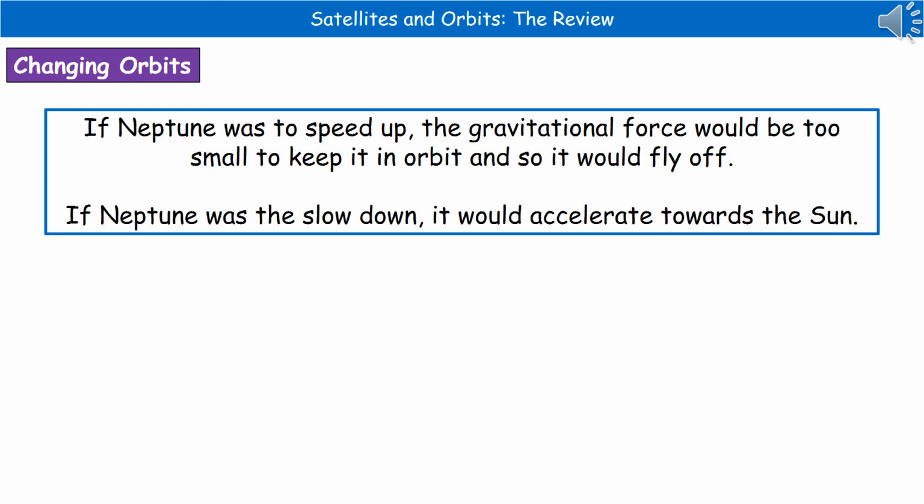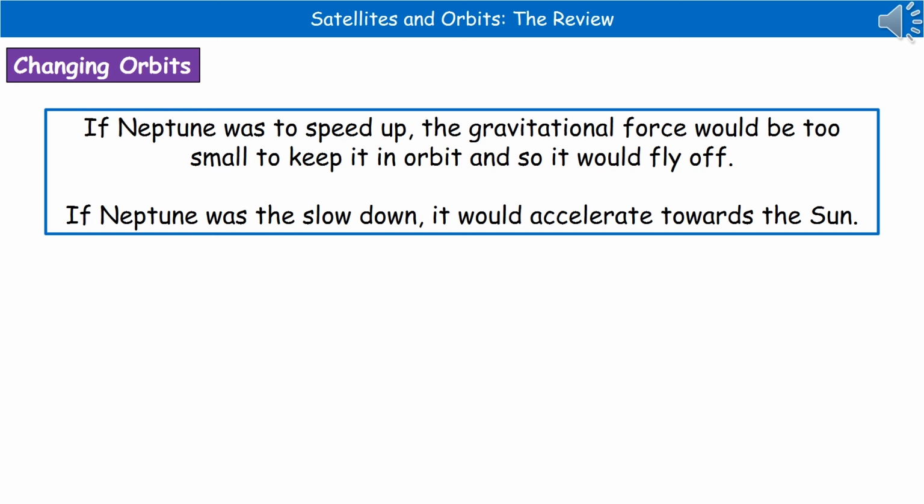If we consider Neptune as an example, and what effect it would have if it was to move at different speeds. If Neptune was to randomly speed up, then that gravitational force would be too small to keep it in orbit, so instead it would end up flying off into the depths of space. Whereas if Neptune was to slow down for some reason, we'd no longer be able to maintain that fixed orbit. It would start to accelerate towards the sun because the pull of gravity is stronger than the force pushing outwards.